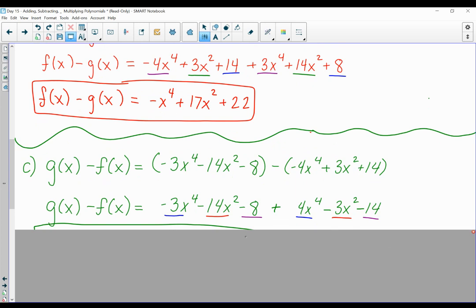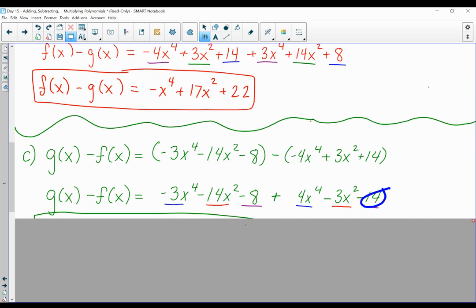I'm combining like terms. When you're doing addition and subtraction, it all comes down to combining like terms. So all you have to really do is identify what's alike. These two are alike because they both have x to the fourth. These two are alike because they both have x squared. And these are alike because they're a constant. They're constant, okay? So make sure you pay attention to that and just combine like terms.